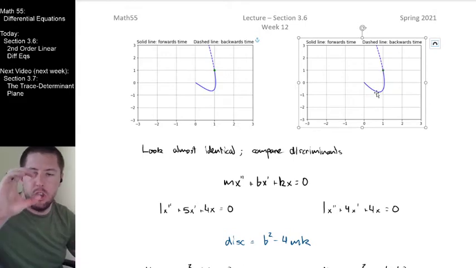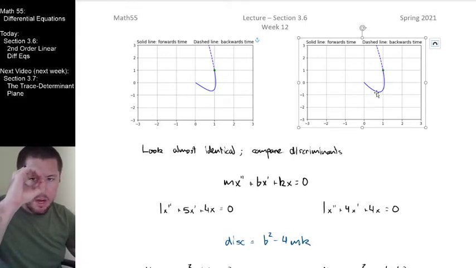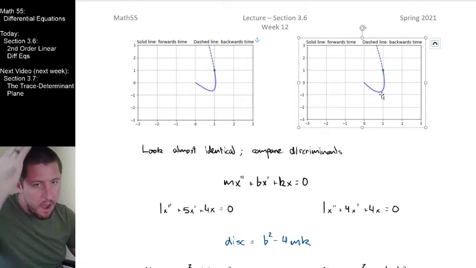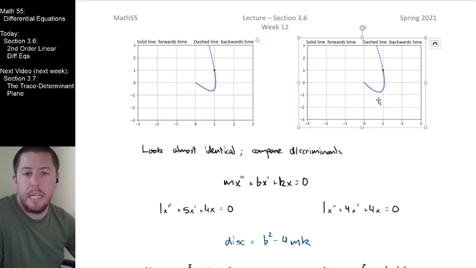Maybe we want to pick a neighborhood about the origin to enter within. This one should be doing it faster. That's what critical damping is going to do. This one's going to get there, but it's going to go slower.